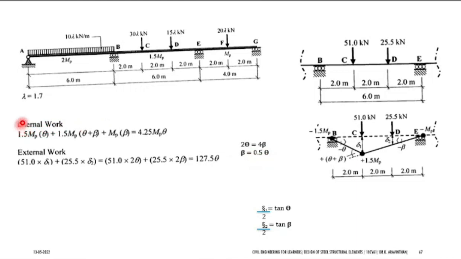So if you want to find internal work done, internal work done depends on the plastic moment. So how many plastic moments are here? First one is 1.5 MP, and what is the rotation? Theta. So 1.5 MP into theta plus the second component is 1.5 MP into theta plus beta. So theta you already know, beta is 0.5 of theta. Next you have another MP here, MP into what is the rotation here, which is beta. So you already know beta is 0.5. If you substitute you will be getting 4.25.